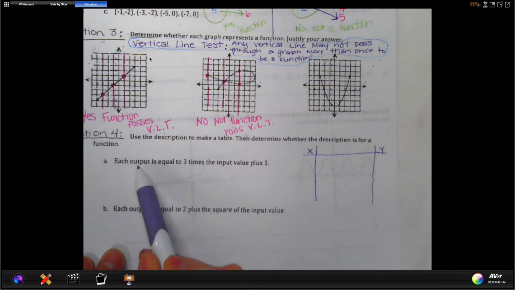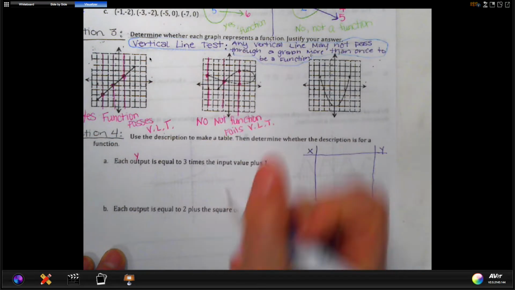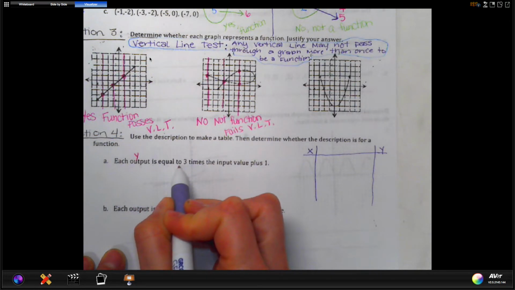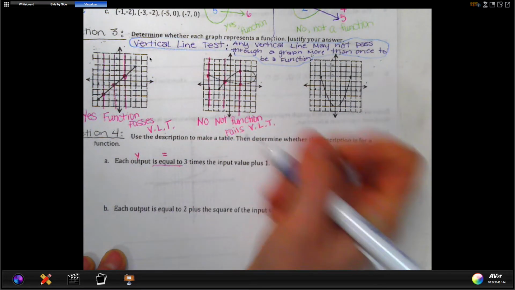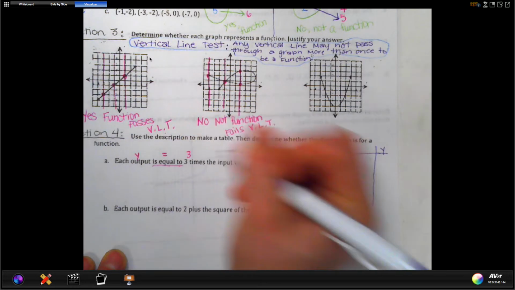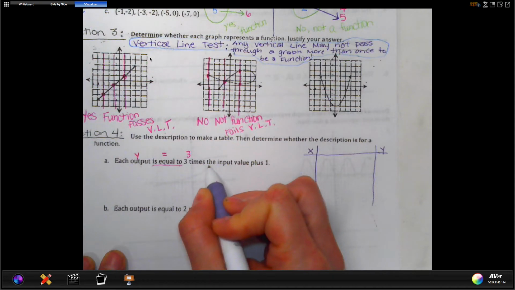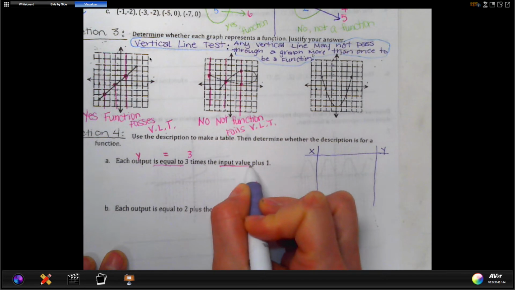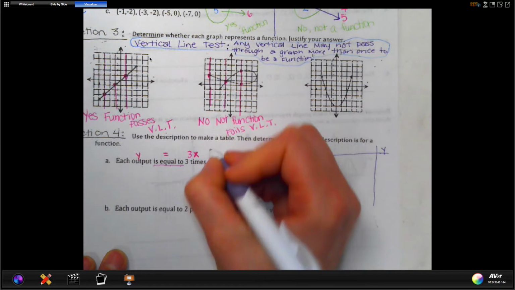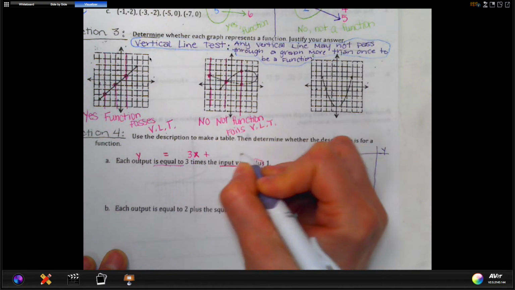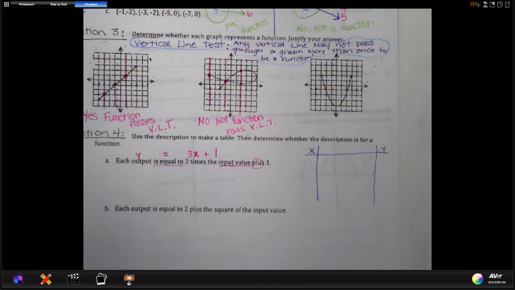So each output, remember output meant y, so that means this is going to be y. Is equal to, so is equal to means make an equal sign. 3 times, all right? So 3 times the input value. Notice I'm not putting the times sign yet. The input value means x, right? So 3 times x, I can use it just like this, 3x plus 1. Plus would just mean the plus sign and then 1. So this is going to be an equation we're going to use to make a table.